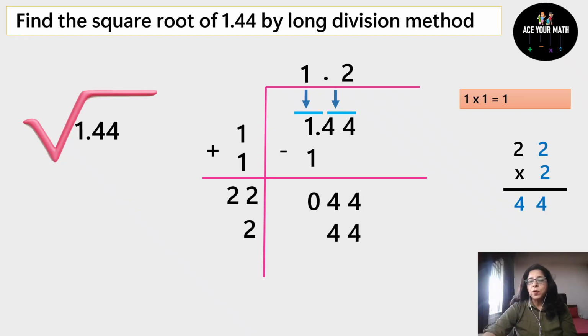Right. As you know, we always do addition on the left hand side and subtraction on the right hand side. So when you subtract on the right hand side, it gives you 0. And when you add 2 on the left hand side, that will give you 24. Okay. So this completes your division method here because you got 0 as the remainder. So what is the square root of 1.44? It is 1.2 only.